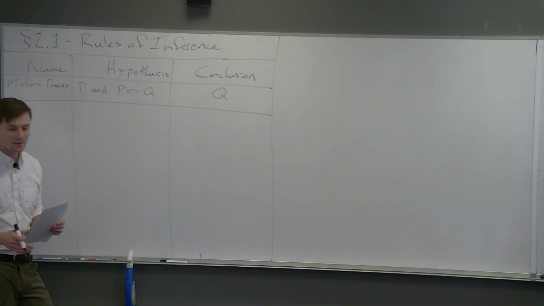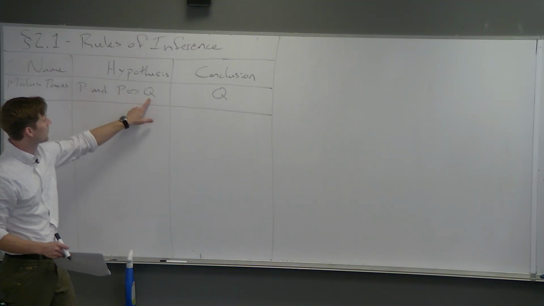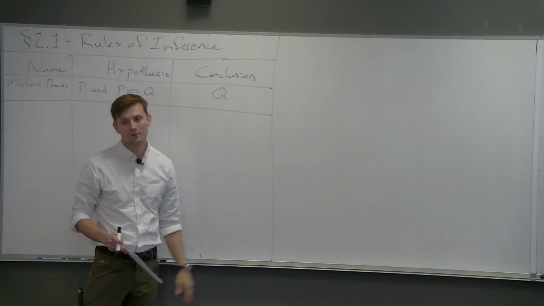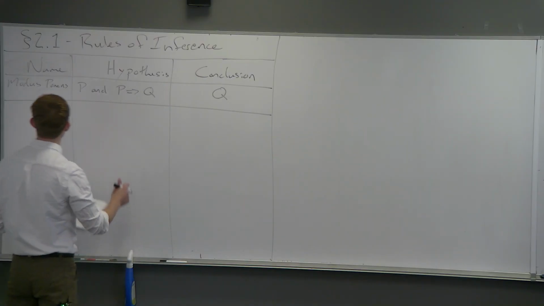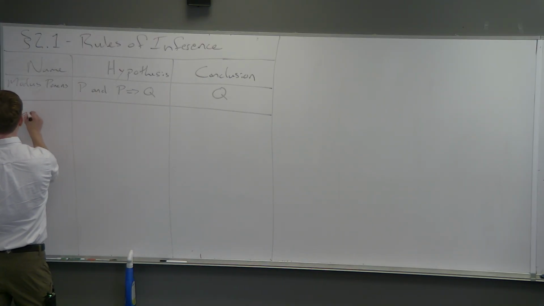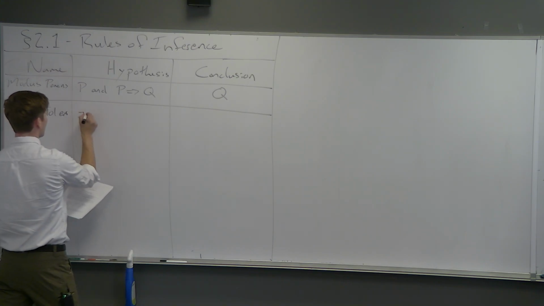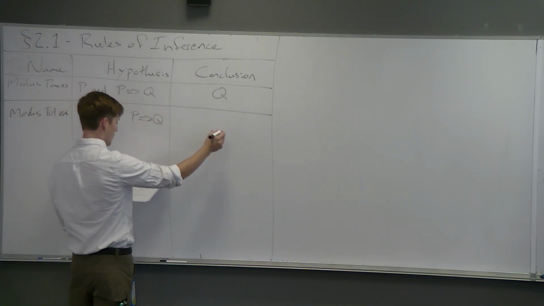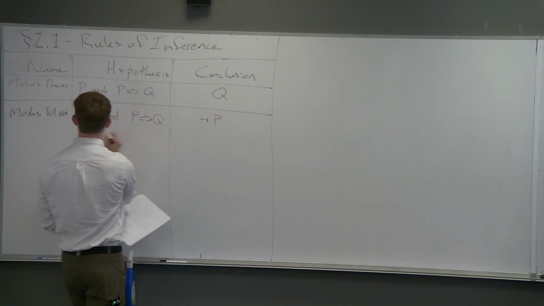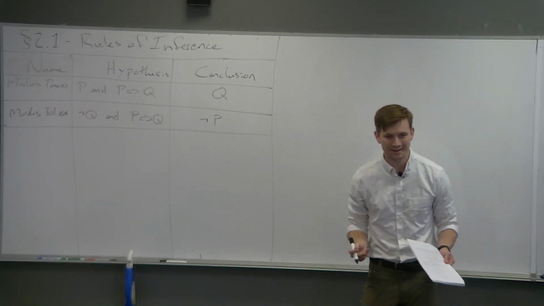First one, modus ponens. We saw that last time. Modus ponens says if you've got P, and you know that P tells you that Q is true, then Q has to be true. P and P implies Q implies Q. Okay, we had modus tollens. Oh, only one L, I always put two. This says not Q and P implies Q. Well, this tells you not P. Basically, modus ponens on the contrapositive.